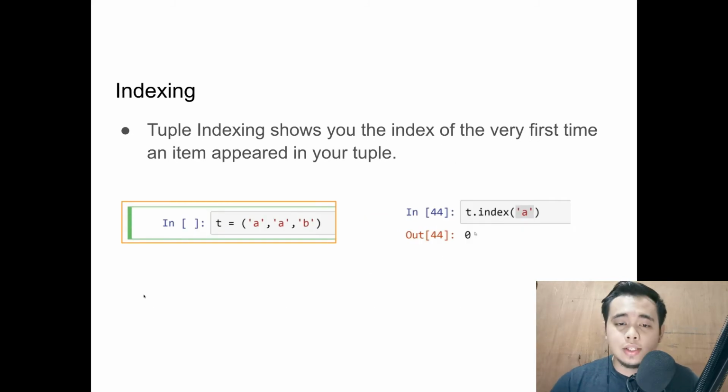Also, just like in lists, when we say indexing, we are able to grab a part of your string, list, or in this case a tuple, by indicating the index position. When we use indexing in tuples, it shows us the index position of the very first time an item appeared in your tuple. So for example, in our case, t is equal to a, b, and when we say t.index, inside the parentheses is character A, what we will have as an output is number 0. Why? Because character A appeared in the very first index, which is index 0. That's why as an output we have 0, because it says that this character appeared for the first time in index 0.